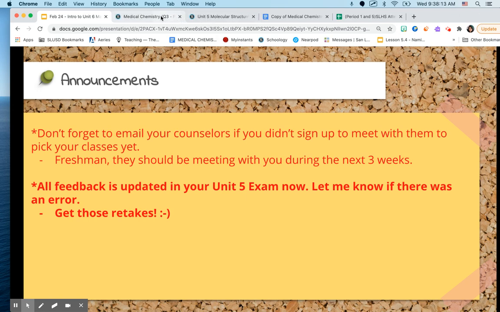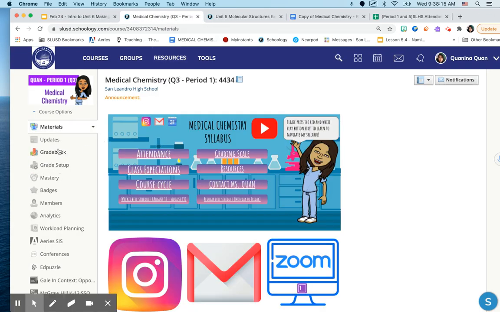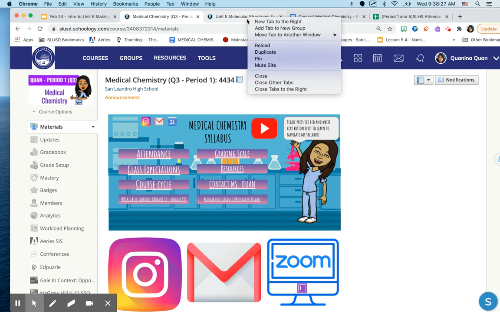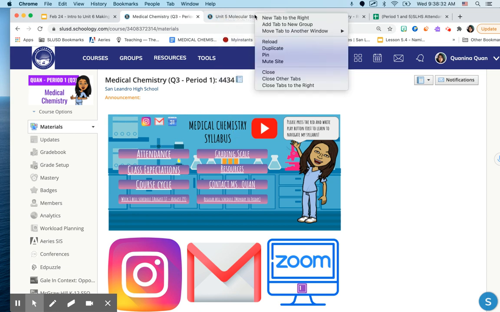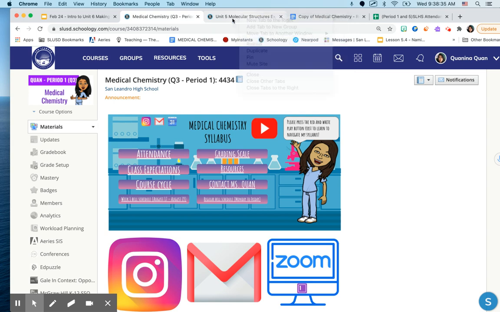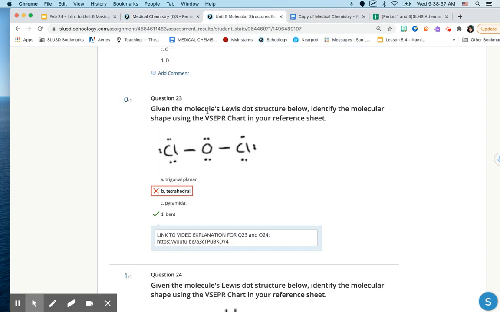So on your main page on Schoology, it's going to say grades. If you click on grades, and then under the assessment folder, click on Unit 5 Molecular Structures exam, and you open up your exam. For every question that you get incorrect, for example, if you get question number 3 incorrect, it'll show up as 0 or less than the score out of this score.